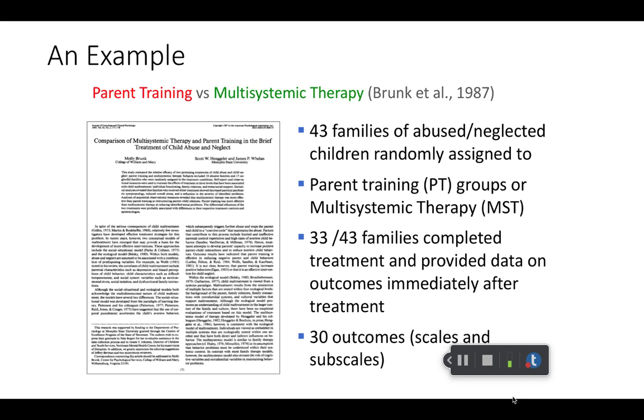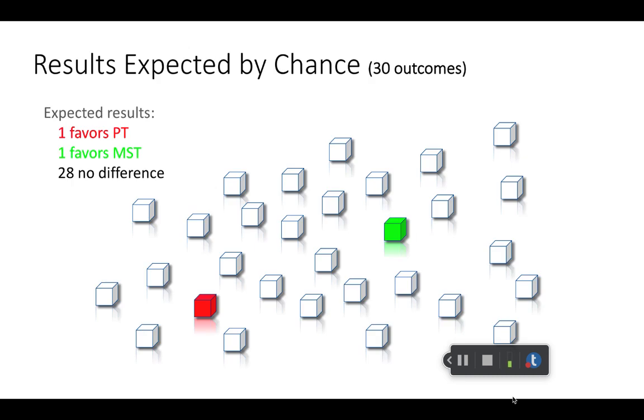Researchers collected data on 30 outcomes, that is, scales and subscales. So let's take a look at what you would get if you collected data on 30 outcomes purely by chance. According to probability theory, if we have 30 outcomes and we just roll these dice, purely by chance, we're likely to get one that shows advantages of the parent training group and one that shows advantages of the multisystemic therapy group. But for the most part, we would find no differences between the groups, purely by chance.